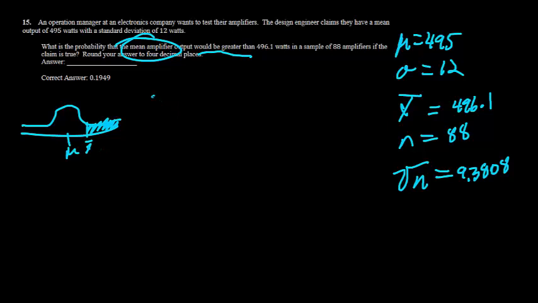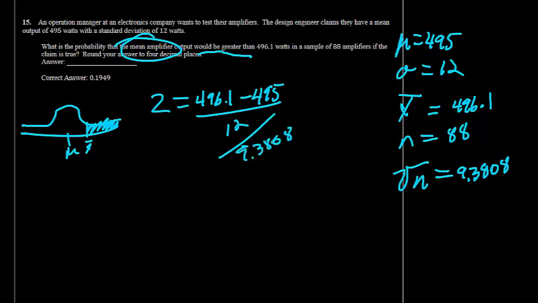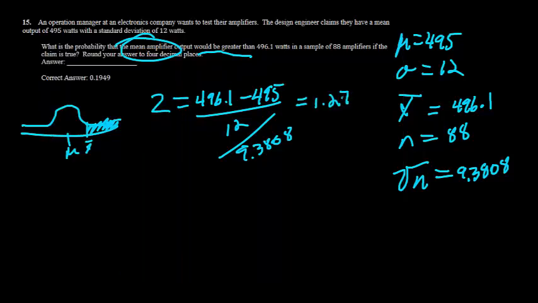So let's do a z calculation. That's going to be 496.1 minus 495, mu, over sigma, 12, divided by the square root of n, which we've already calculated at 9.3808. Calculator, scoot it over. 12 divided by 9.3808 is equal to 1.279. And that's under whatever this is. 496.1 minus 495 is 1.1.